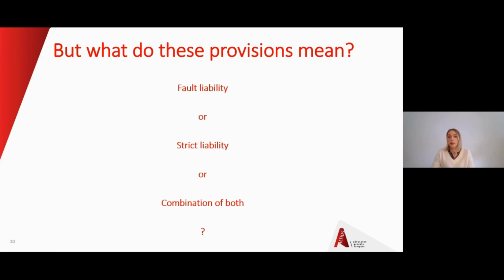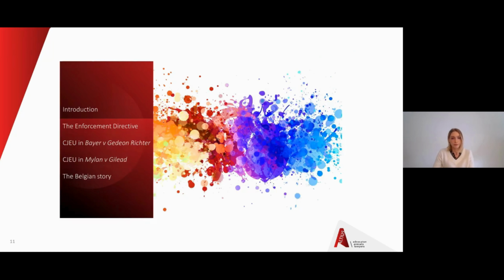But what do these provisions mean? As Kirian just stated, this is the question of today. Does that bring us to a fault liability regime, to a strict liability regime, or potentially a combination of both? Relevant here are the decision in Bayer versus Gedeon Richter, which I will discuss, and Kirian will then discuss Milan versus Gilead and the Belgian story.